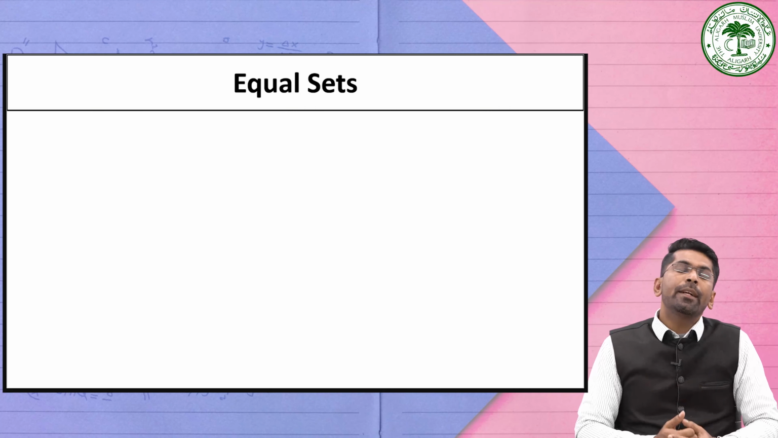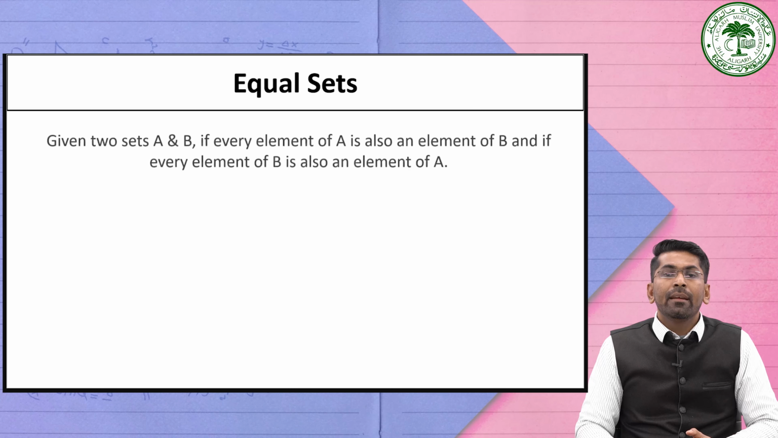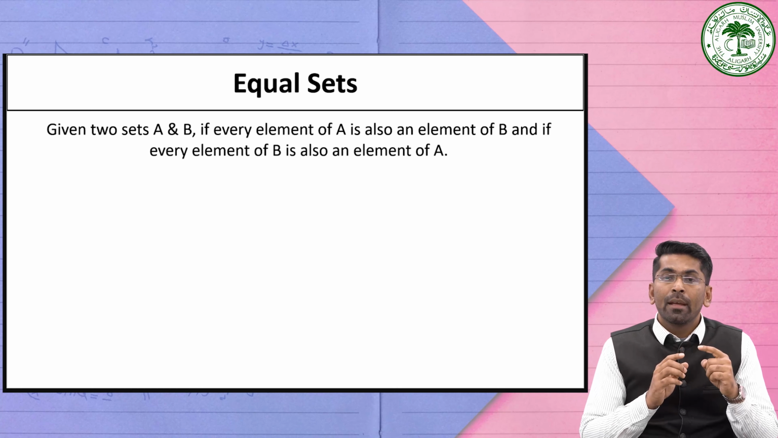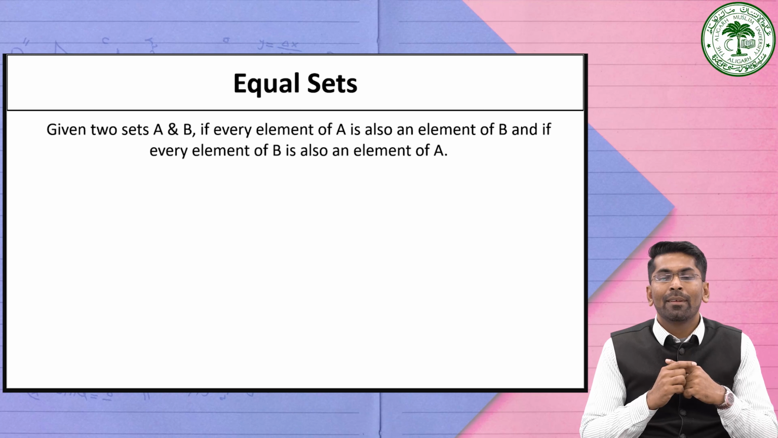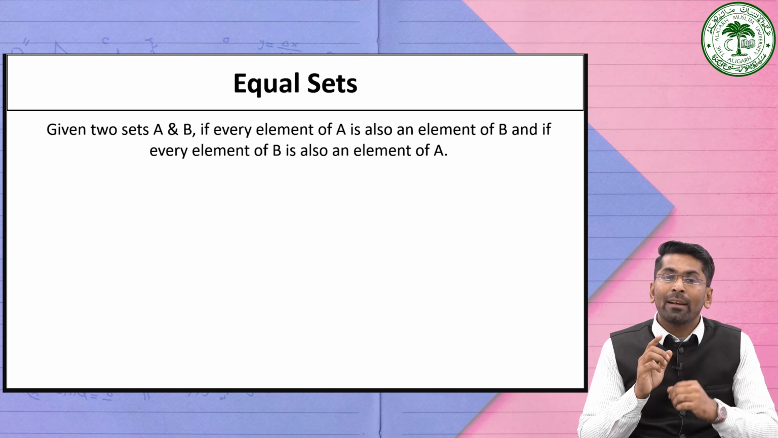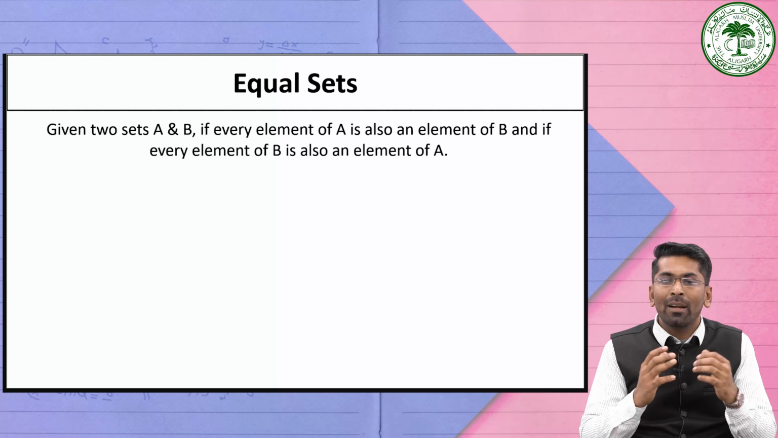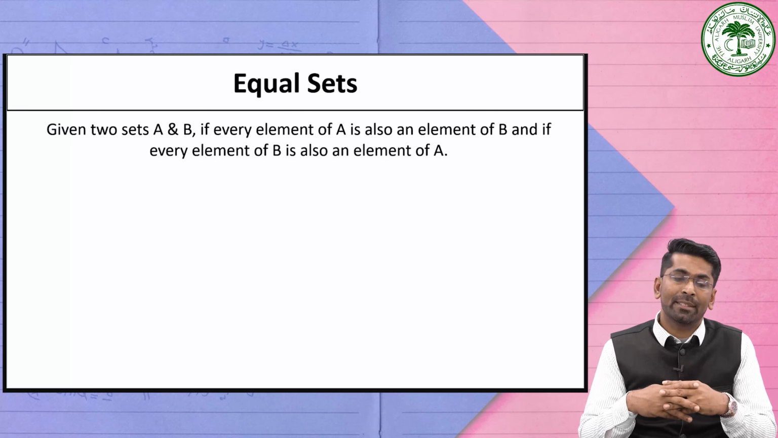Now let us consider another type of set, which is known as equal sets. Two sets, set A and set B, are said to be equal if all the elements of set A belong to B and all the elements of B belong to A. That means two sets A and B are equal if they contain exactly the same elements, regardless of the order of elements or repetition within each set.